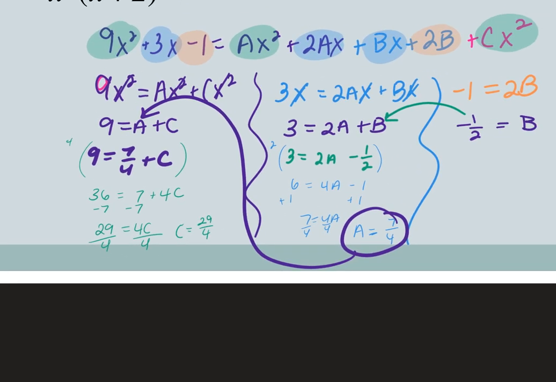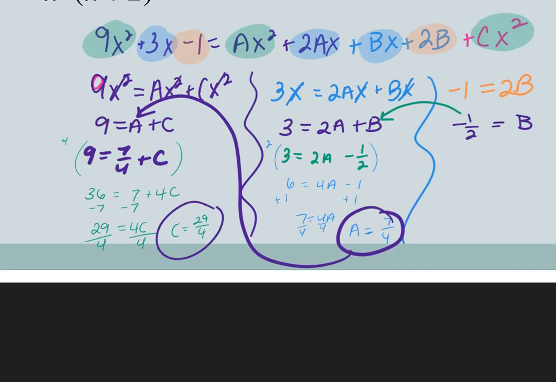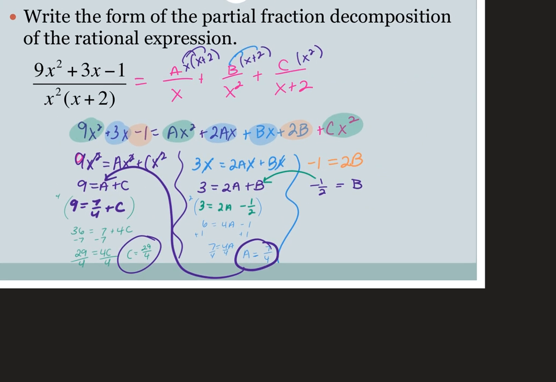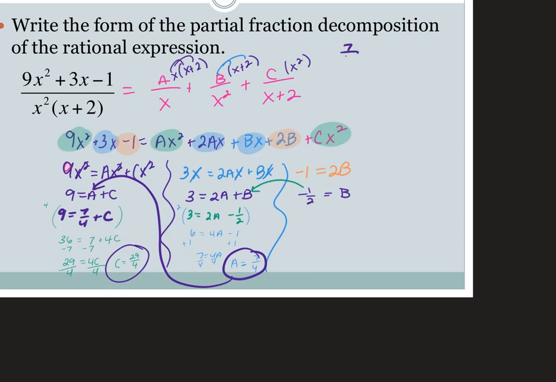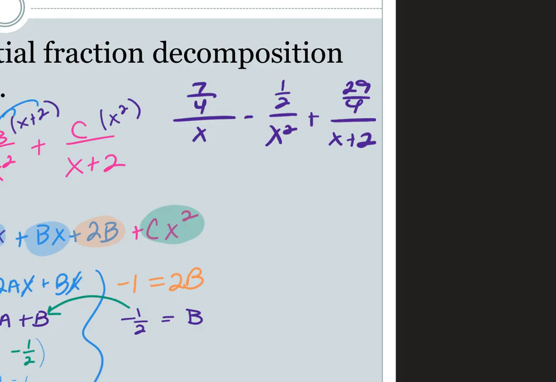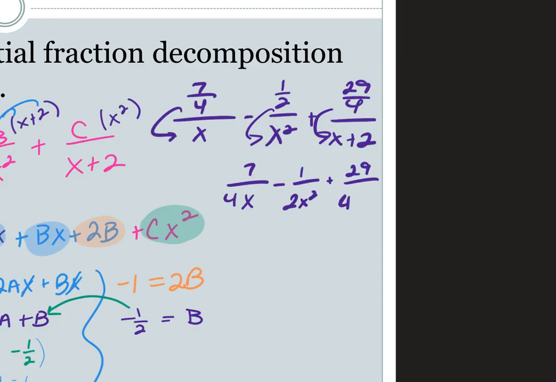And then my last step is to plug them all back in. So A is 7 over 4 over x. B is negative 1/2, so minus 1/2 over x squared. And C is a positive 29 over 4 over x plus 2. And then each of those denominators is going to come down. So 7 over 4x minus 1 over 2x squared plus 29 over 4 times x plus 2.